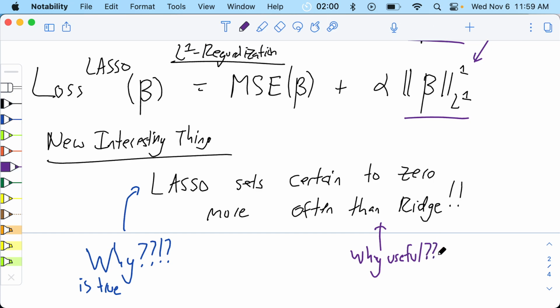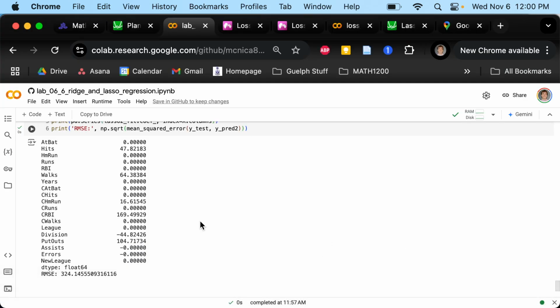It's useful because it eliminates variables. Imagine you have to pay a lot of money to record, to do tests. Imagine each of these columns is a medical test that you have to do. It would be so nice if some of them were 0, because then you could just not do that medical test, right? If the coefficient is 0, you might as well delete it from your data set.